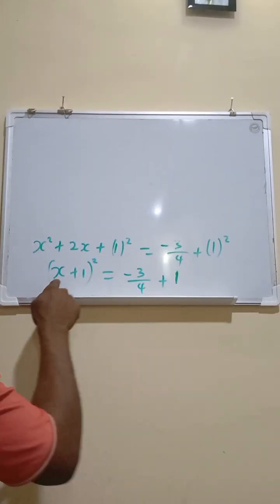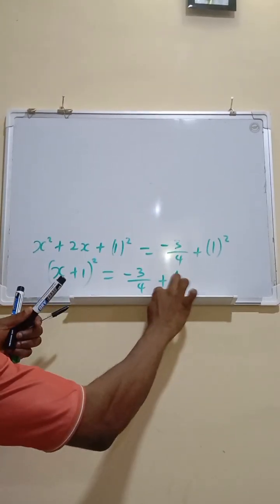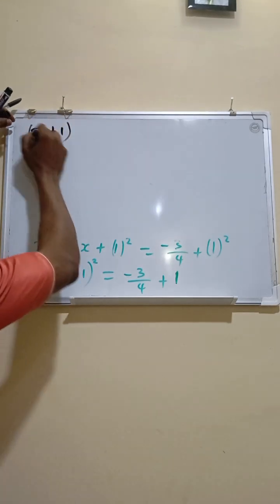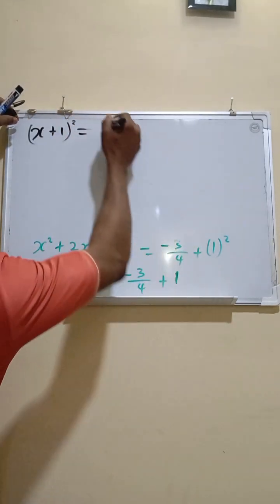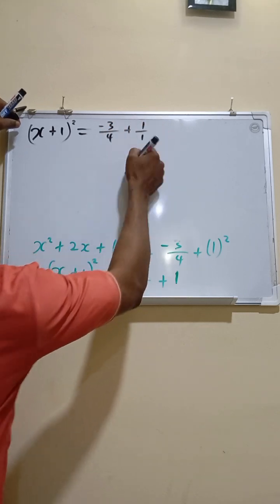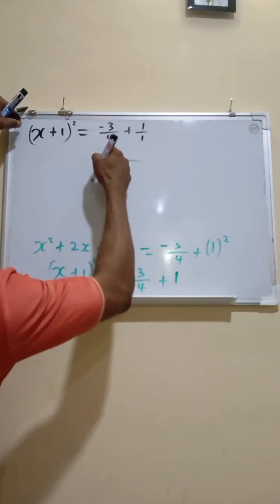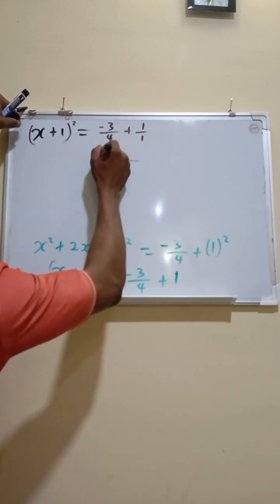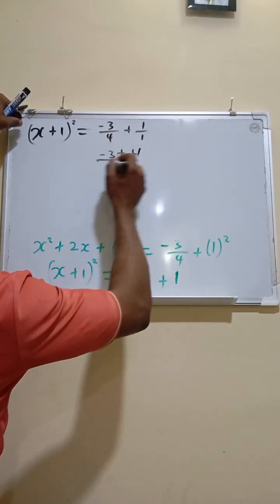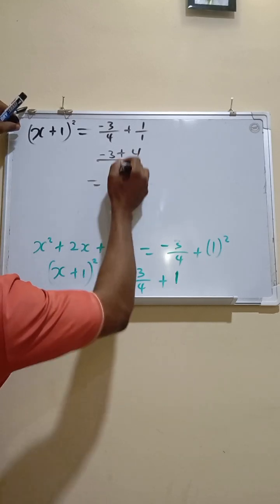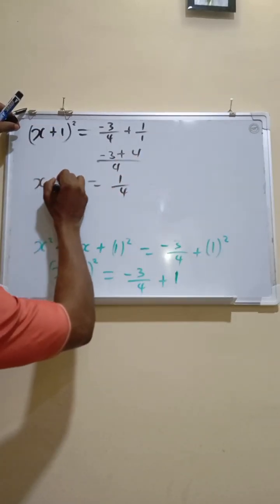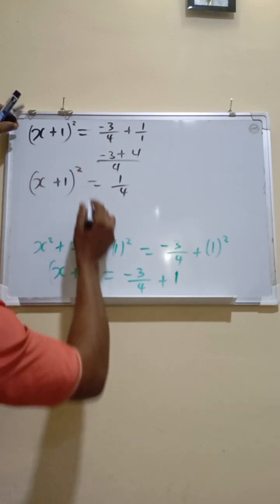Now simplify this side. You have x plus 1 all squared equals minus 3 over 4 plus 1 over 1. The LCM on this side is 4. 4 divided by 4 is 1, and 1 times minus 3, plus 4 divided by 1 is 4, times 1 is 4. Then what we have here is 1 over 4. Then bring down x plus 1 all squared.